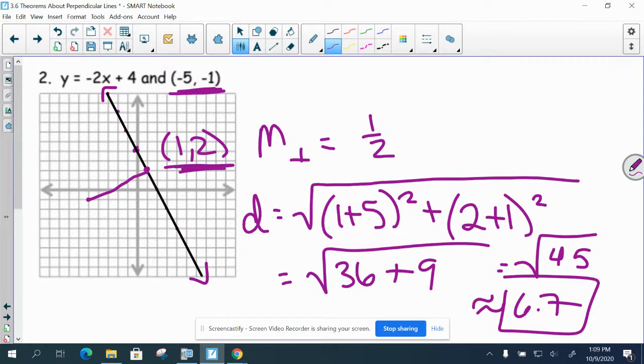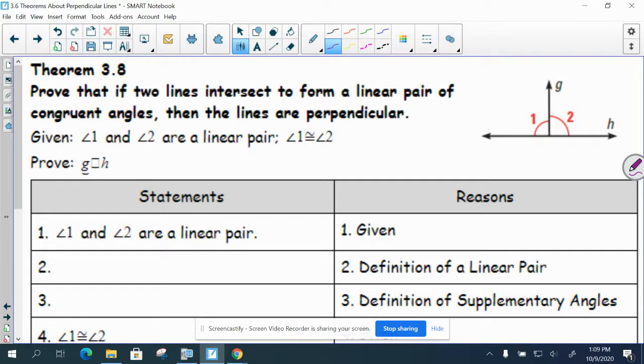Let's look at a proof. So we'll look at two proofs. So we're going to prove theorem 3.8. That says prove that if two lines intersect to form a linear pair of congruent angles, then the lines are perpendicular. So that was the first one that we talked about on the first slide of the theorem.